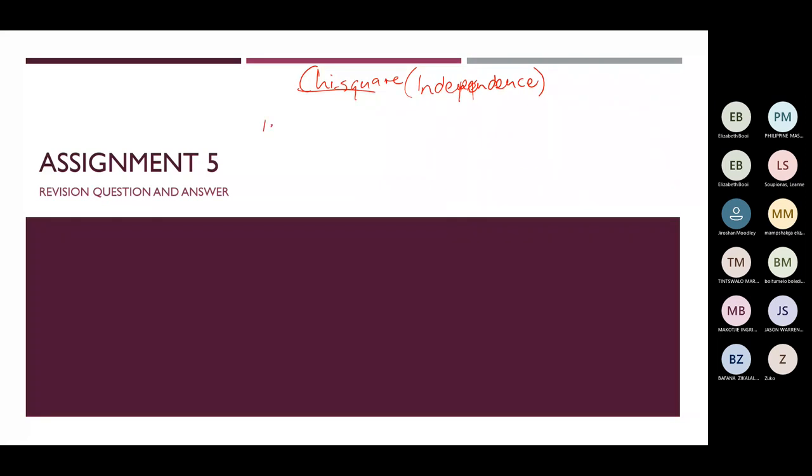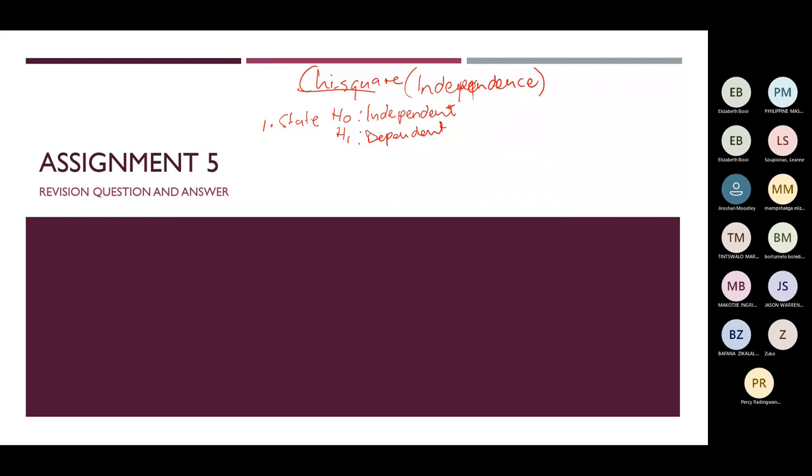So step number 1 is to state your null hypothesis and your alternative. Your null hypothesis will always state that the two variables are independent. So in your null hypothesis statement, it will always state that your two categorical variables are independent, and your alternative will state that they are dependent. So your statement should have only those two.